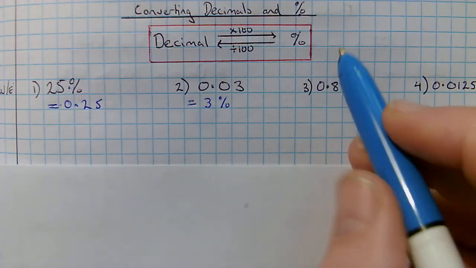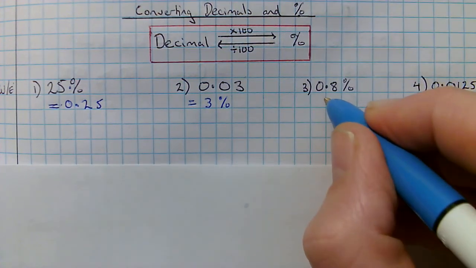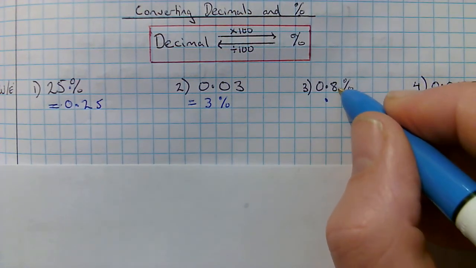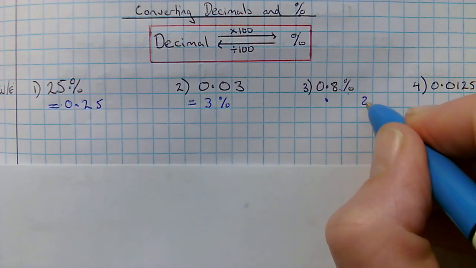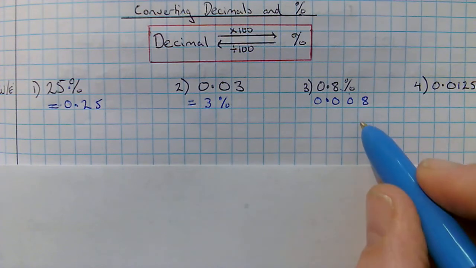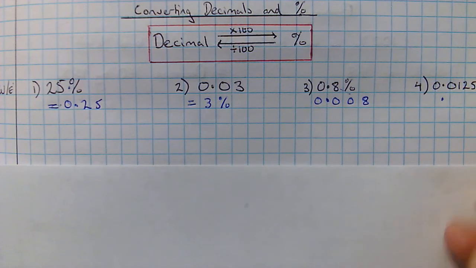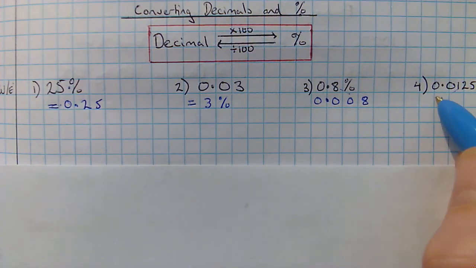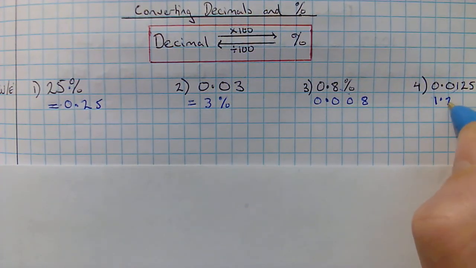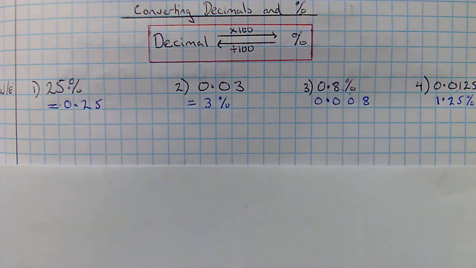Here I've got a percent, I'm changing it to a decimal, I'm dividing it by 100, so be careful here, I'm moving it 2 spaces to the right, 1, 2 is going to go there. I need to put in my zeros as placeholders, gives me 0.008, and here I'm going from a decimal to a percent, so I'm moving everything 2 spaces to the left, 1, 2 is going to give me 1.25%. Okay, pause the video while you just take down the work examples.